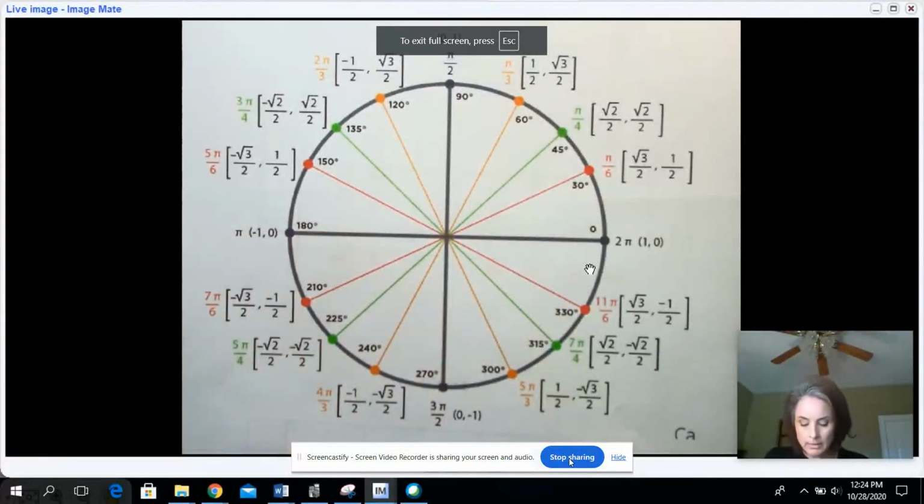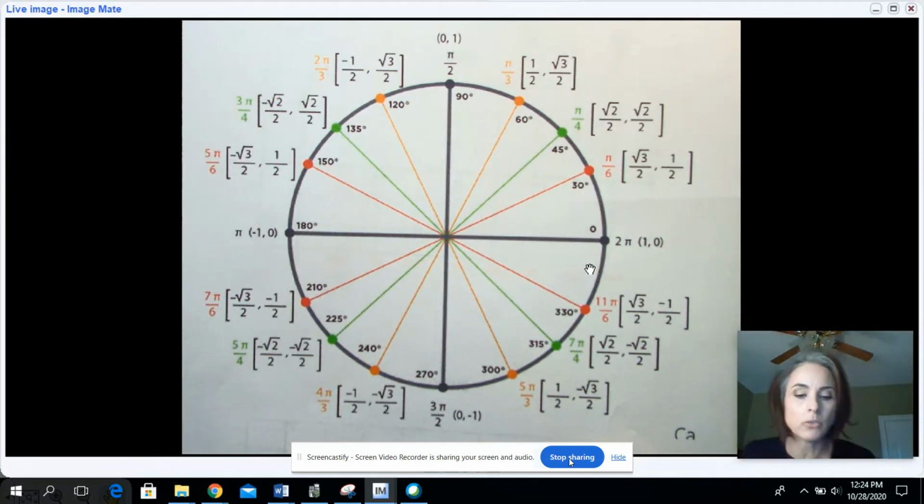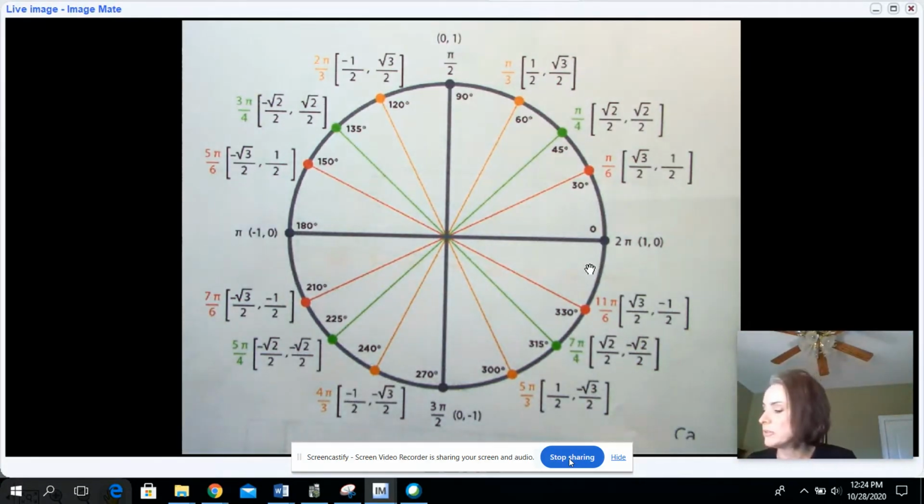Okay, guys, this is notes number 51. We are going to graph sine and cosine. There's a couple things I just want to go over with you really quick before we get started, so I just need you paying attention.